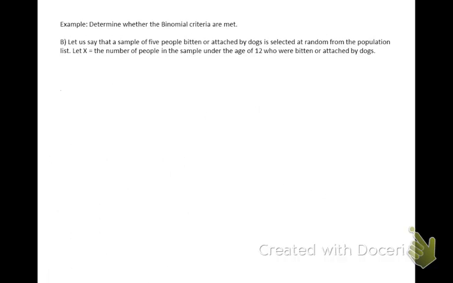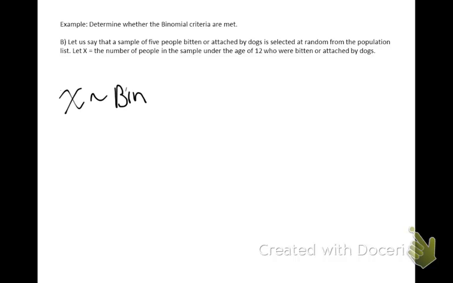Here's a second example. Determine whether the binomial criteria are met. Let us say that a sample of 5 people bitten or attacked by dogs is selected at random from the population list. Let x equal the number of people in the sample under the age of 12 who were bitten or attacked by dogs. Let's check criteria as we set up the notation.